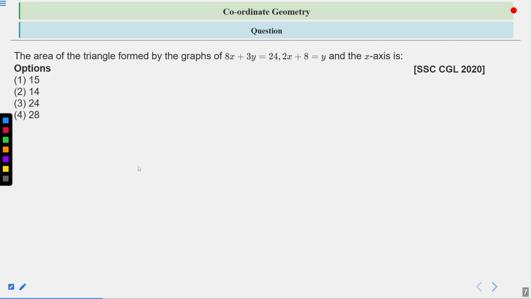The area of the triangle formed by the graph of 8x plus 3y equals to 24, 2x plus 8 equals to y, and the x-axis is. Now this question is asked in SSC CGL exam in 2020. So there are four options. First one is 15, second is 14, third one is 24, and fourth one is 28. Now you have 10 seconds to solve this question. Your time start now.